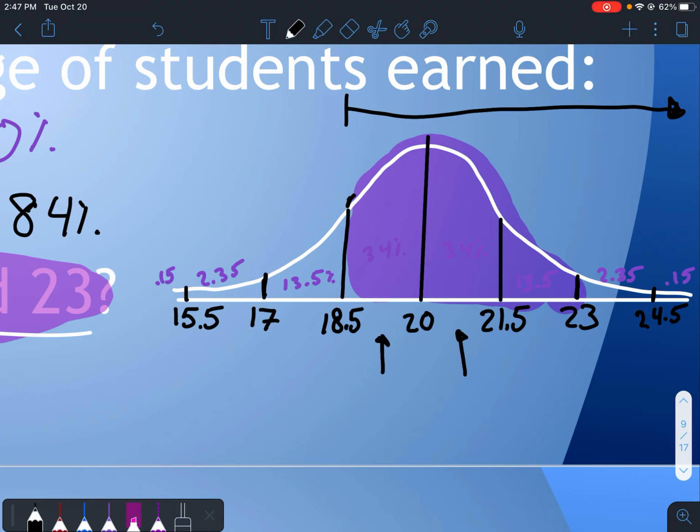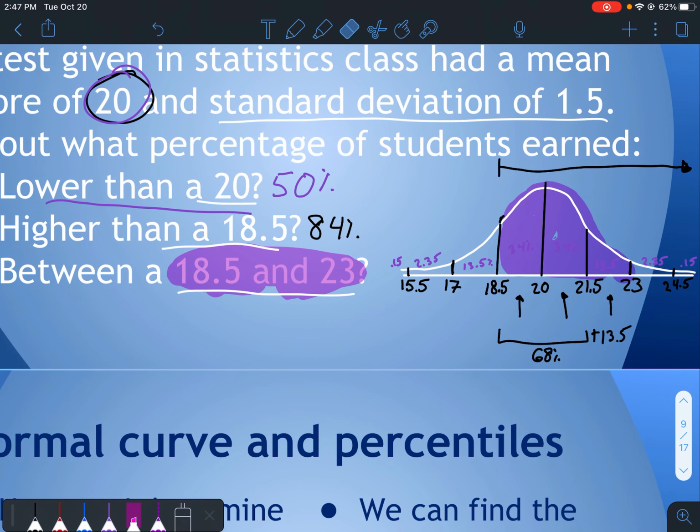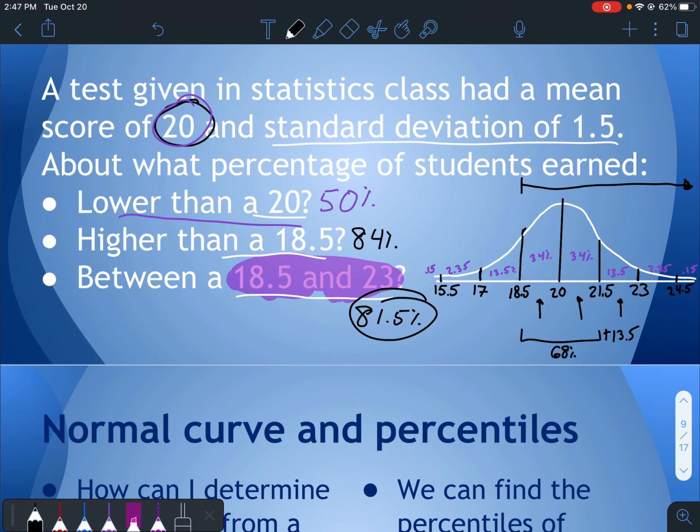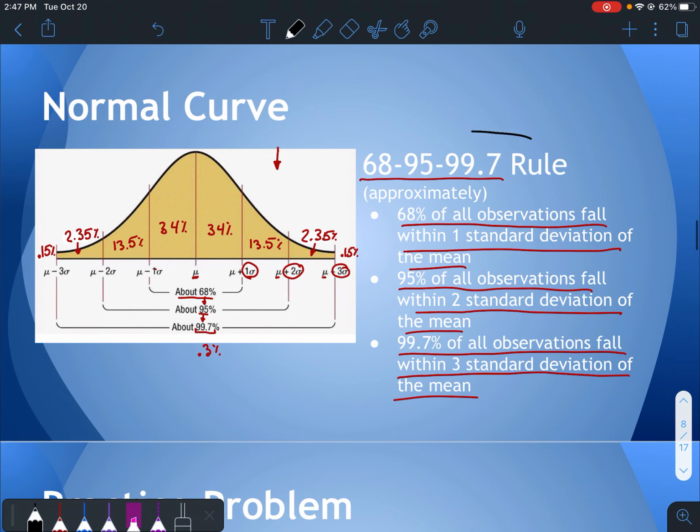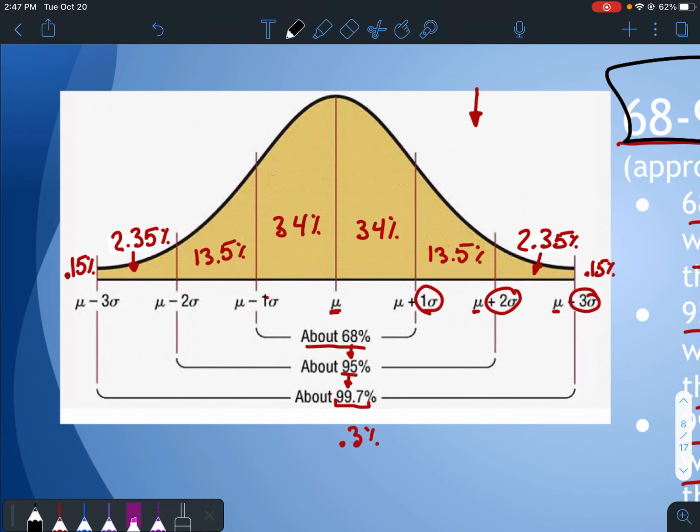In a situation like this, you're just going to want to add up your chunks. So add up that plus that plus that. Or you could look at this and say, hey, I know that this is 68%. I'm going to add 13.5 to it as well. What you'll find when you add all those up is that you're going to land on 81.5% of your observations falling within there. So that's the 68, 95, 99.7 rule.